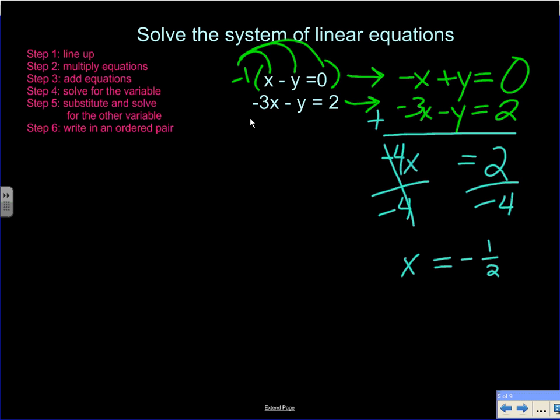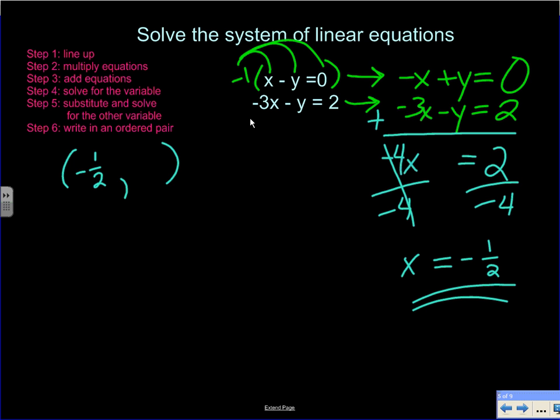Oh, step number 5 now. Let's look at that. Substitute and solve for the other variable. Well, we know x is negative 1/2. So we put negative 1/2 right here. Now we have to find the y value.